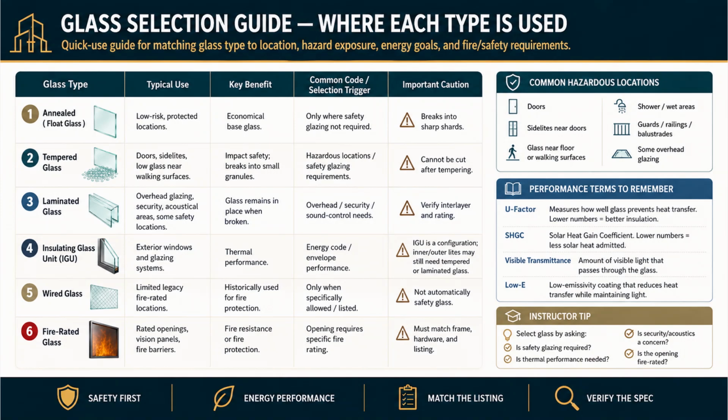And here are the 4 performance terms, which set up the next slide. U factor measures how well the glass prevents heat transfer, and lower numbers mean better insulation. SHGC, the solar heat gain coefficient, lower numbers mean less solar heat admitted, important in our hot Texas climate. Visible transmittance is the amount of visible light that passes through the glass. And low E is a low emissivity coating that reduces heat transfer while maintaining light.